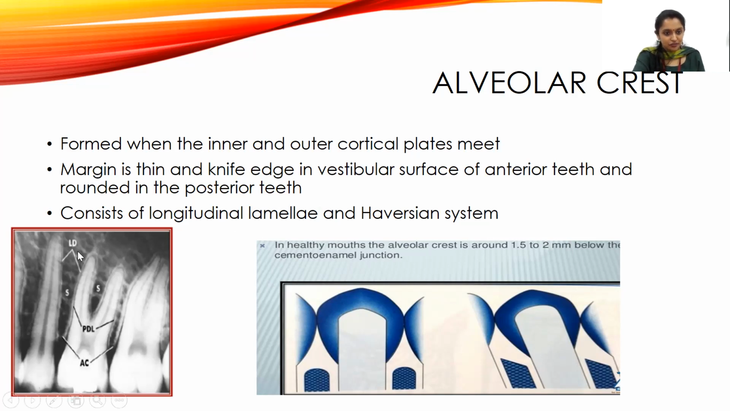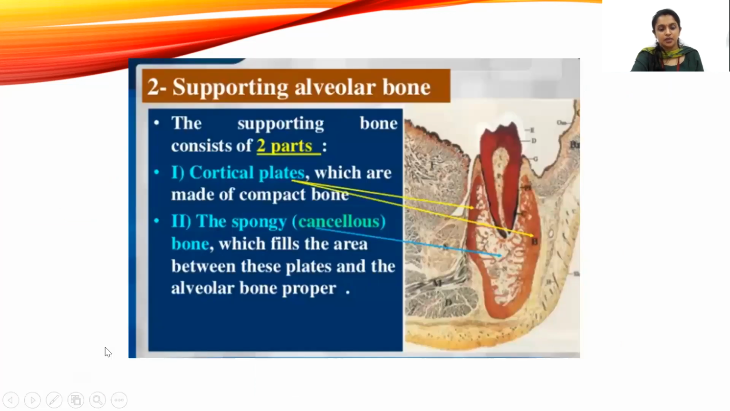So here you can identify this is the lamina dura. This is a radiographic appearance. You can clearly identify the lamina dura, and in between the root and this there will be the periodontal ligament. This is the spongy bone, and these are the alveolar crest. This is another picture which identifies the cortical plate, spongiosa, and the tooth-supporting alveolar bone area, the alveolar bone proper.